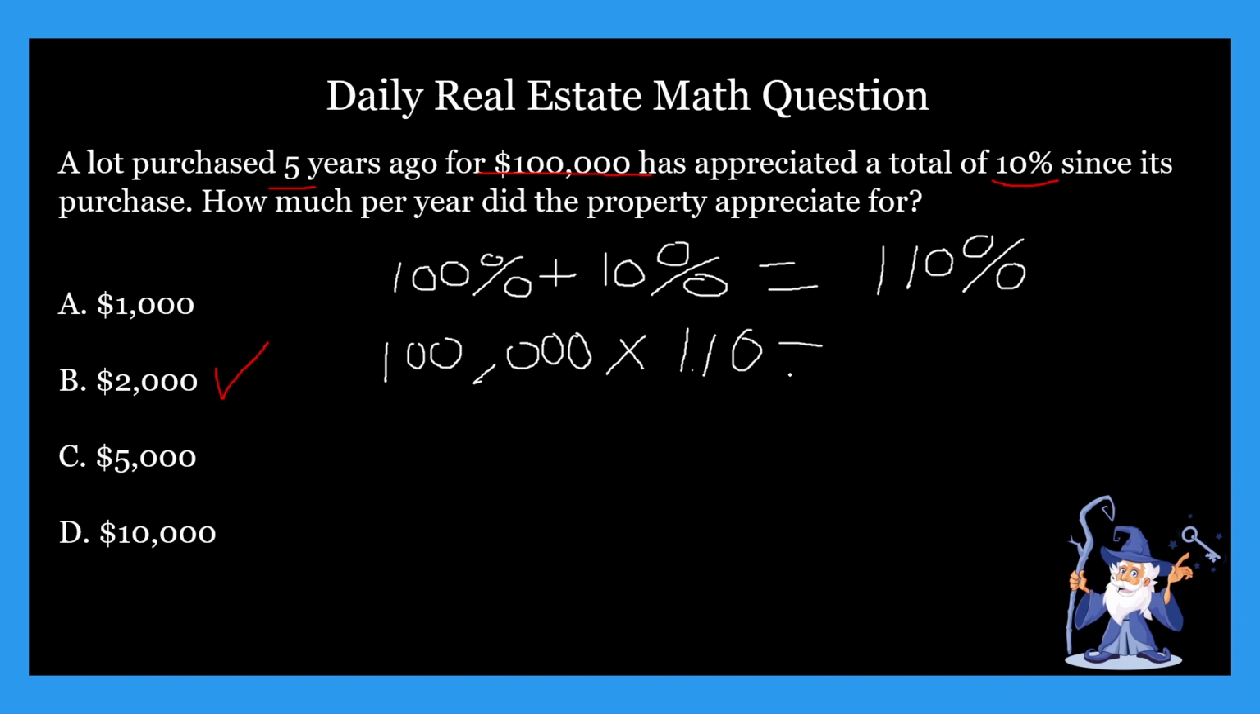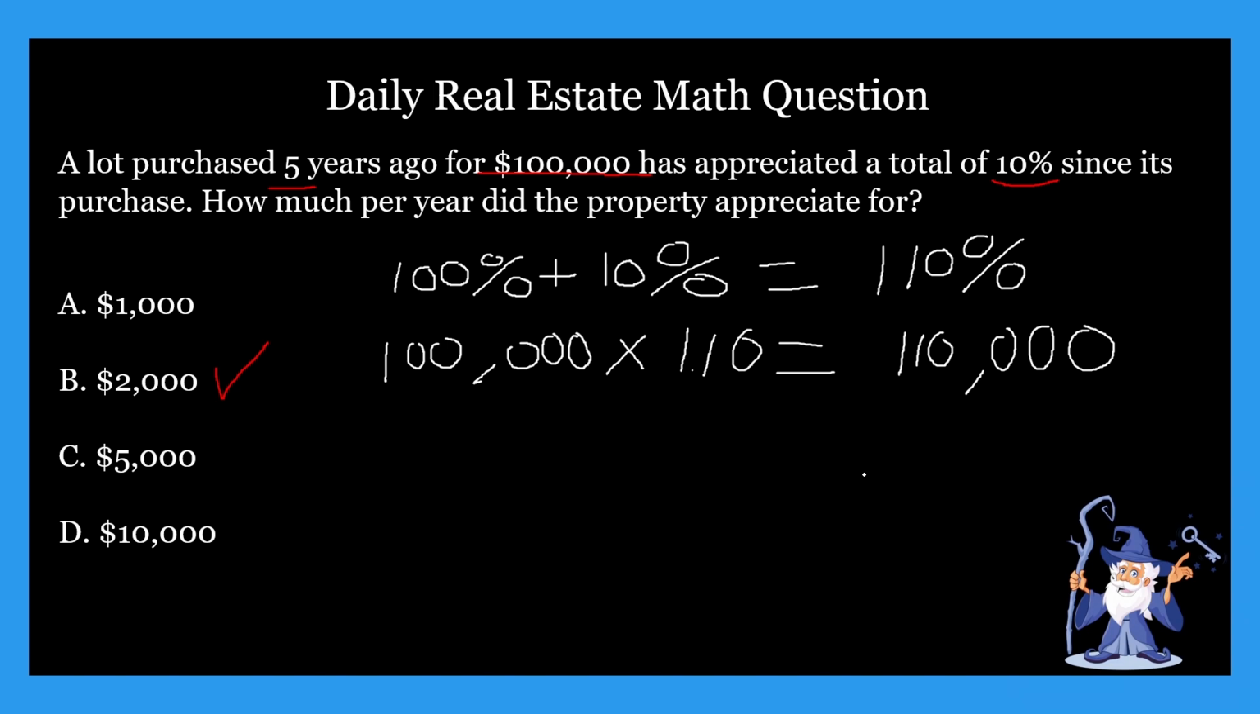So once we do that, that is going to give us $10,000, or I'm sorry, $110,000. So from there, that is our new value. That is what it appreciated to. So again, this is like step 1, step 2. We're on step 2 now.